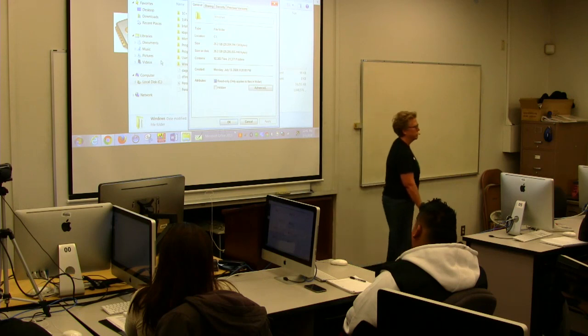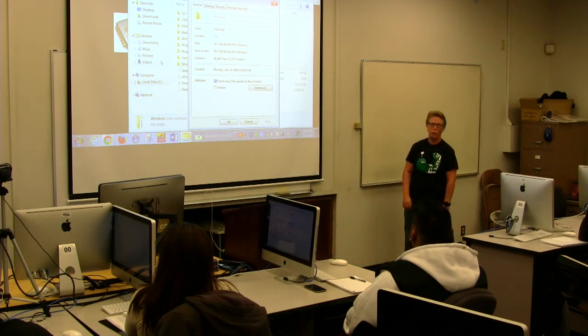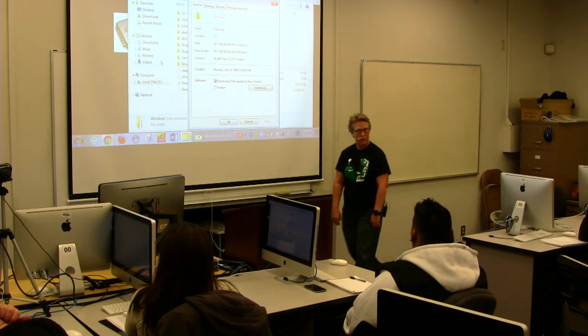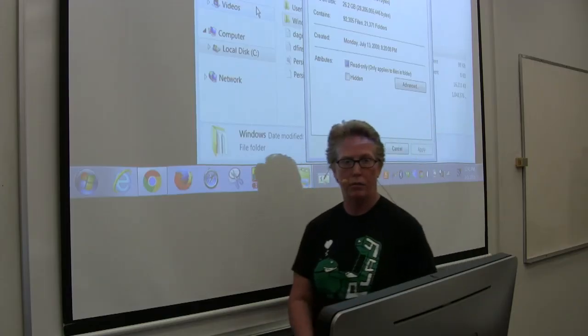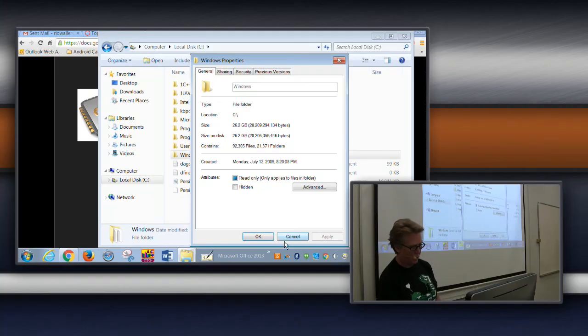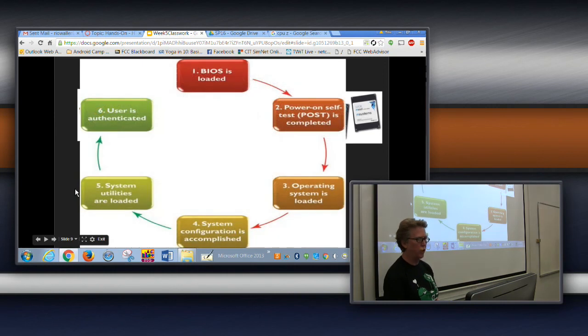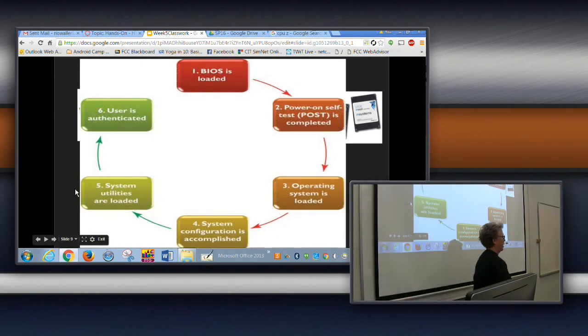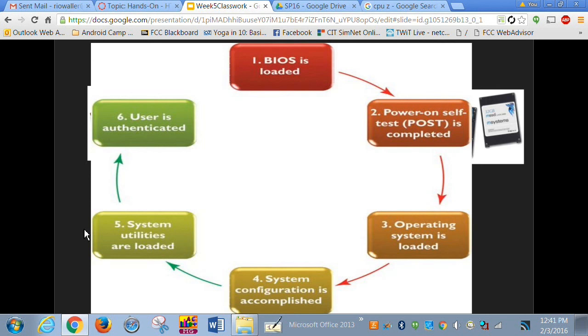26.2 gigs. That's how big Windows is. So when the computer's turned off, what does it have to do? It has to go through what's called a boot process. And all this is so that Microsoft Windows can work for you. There's this thing called BIOS, basic input output, and it says, hey, is everything on the computer ready to go?